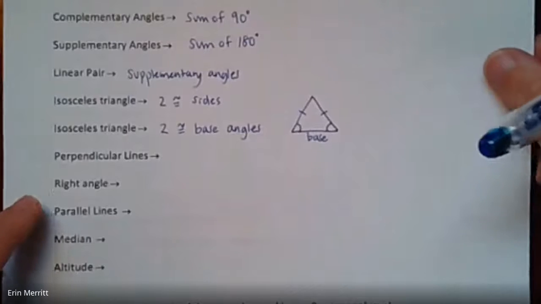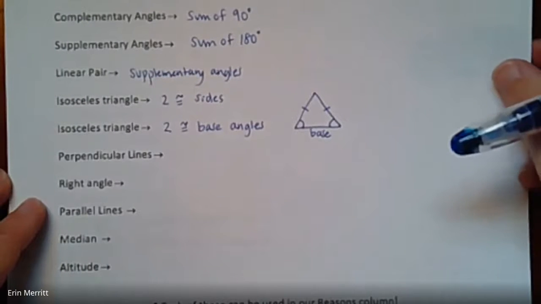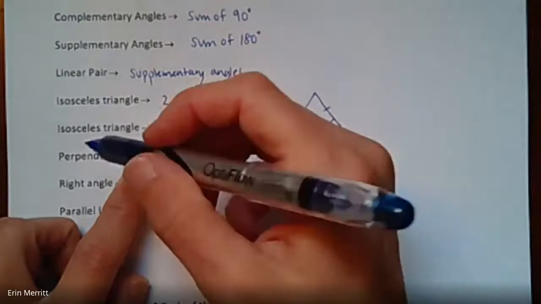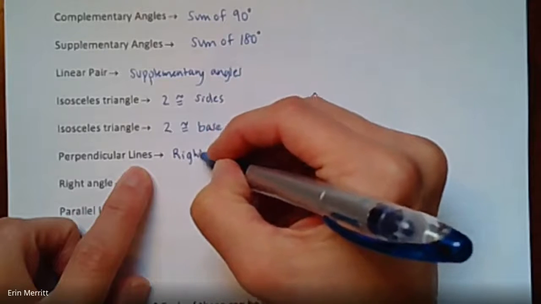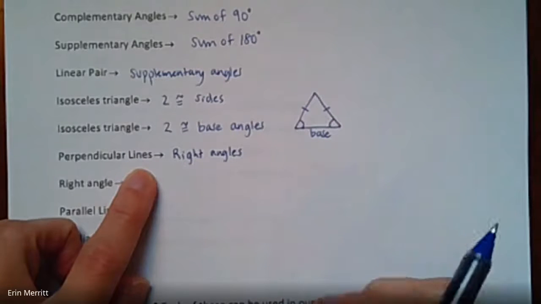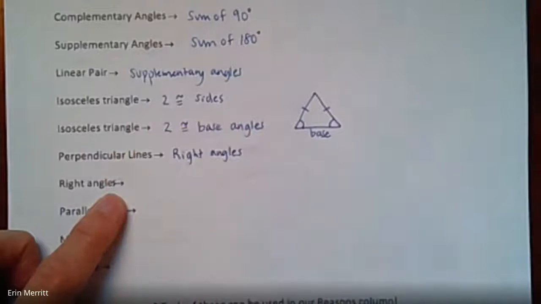All right, perpendicular. Instead of leaning towards numbers, so we could say perpendicular means 90 degrees, what I want to focus on is right angles. So if I have perpendicular lines, that forms right angles. And then if I have right angles, plural, right, that means that they're congruent to each other.